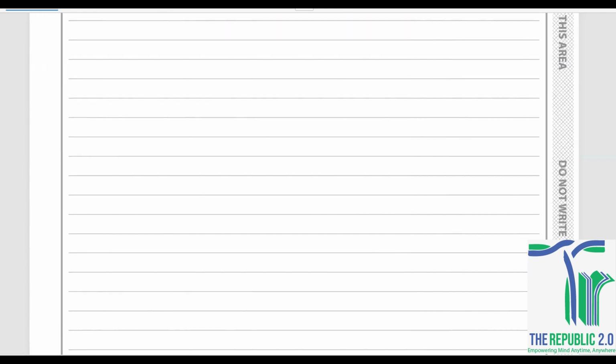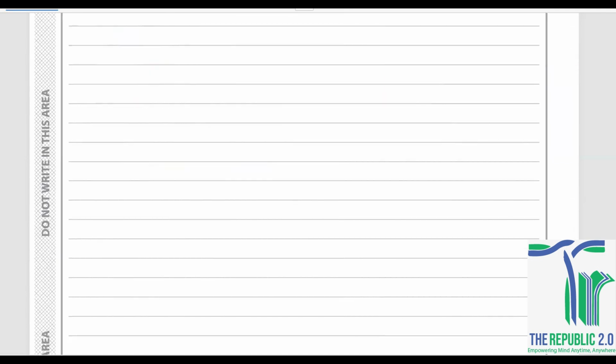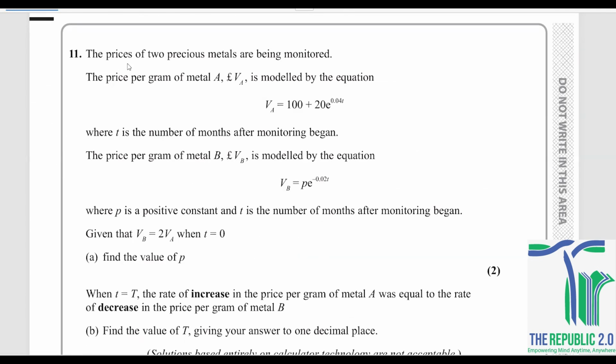Now we'll get to the next question, and that is question number 11. The prices of two precious metals are being monitored. The price per gram of metal A, VA pounds, is modeled by this equation, where T is the number of months after monitoring began. The price per gram of another metal is something like this, where P is a positive constant and T is the time in months after monitoring began. Given that VB is equal to 2VA when T is equal to 0, find the value of P.